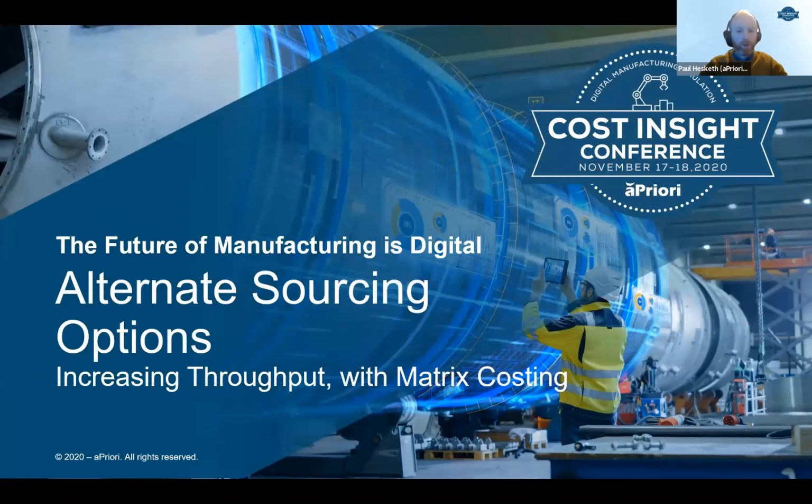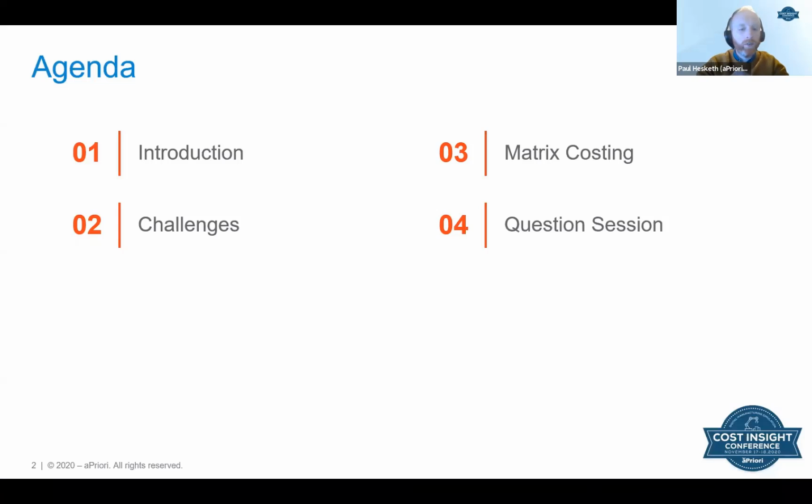Okay, so let's begin. We are going to cover four main things today. I'm going to give you a brief introduction to myself, my background, and then the challenges that we're currently seeing in today's world. So we're going to focus on each of these areas. Once we've covered some challenges and set the stage, I'm going to do a dive into matrix costing. So we'll talk about what it is, when we can use it, why we would use it, and also how to use it. So we'll do a live demo as well. At the end, we'll hopefully have a question session that we can answer anything that has come up.